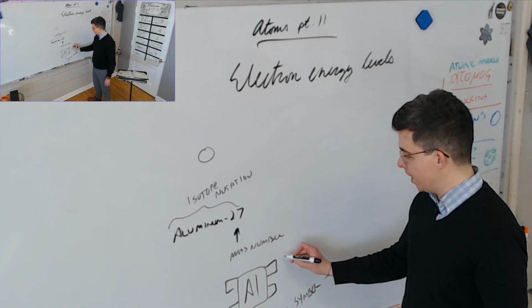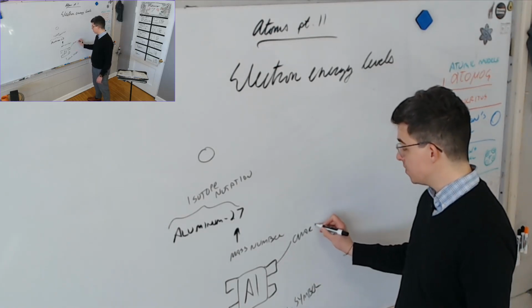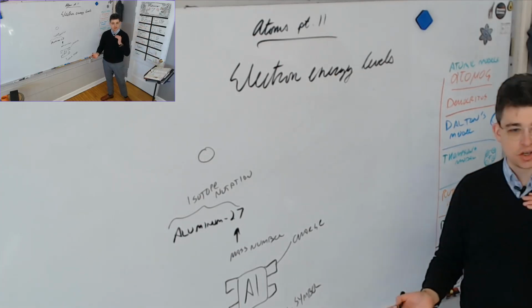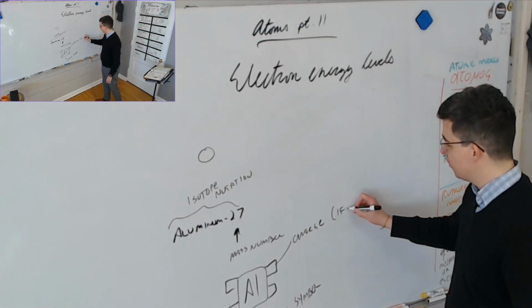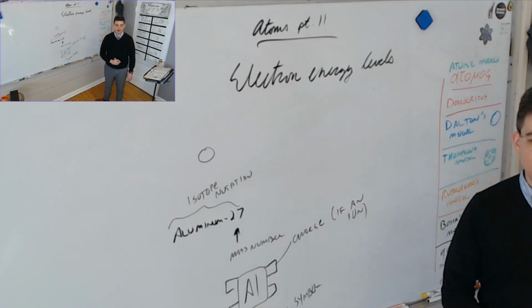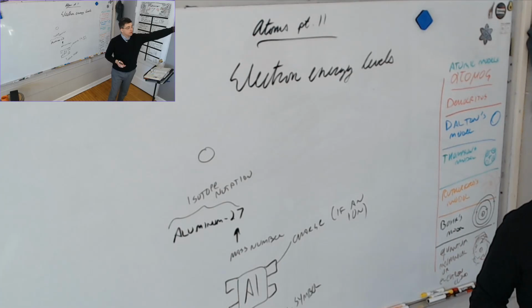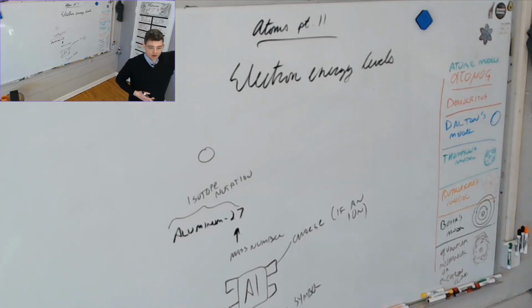Up in this corner, we have the charge. So sometimes an atom can be charged. Actually, that's not true. If the atom has a charge, we call it an ion. Anytime the atom has a different number of protons and electrons, remember they're supposed to be the same. How many protons does aluminum have? 13. How many electrons does it have when it is a normal atom? Yeah, 13. They're supposed to cancel each other out.